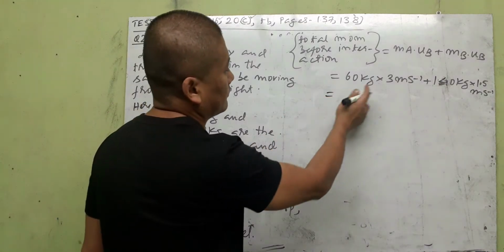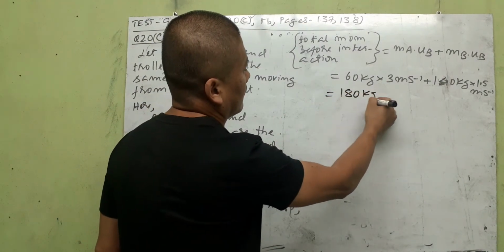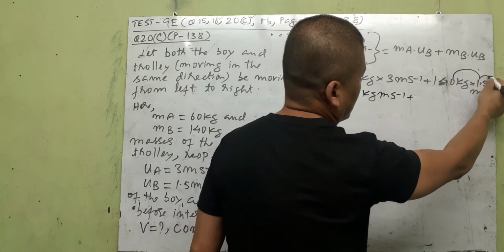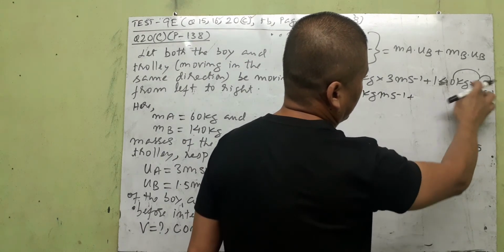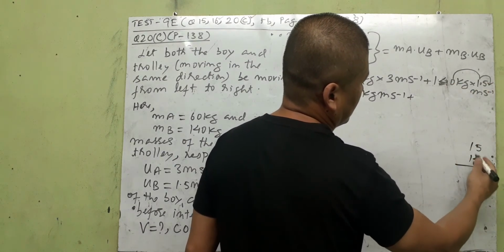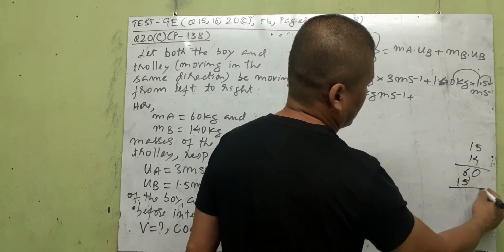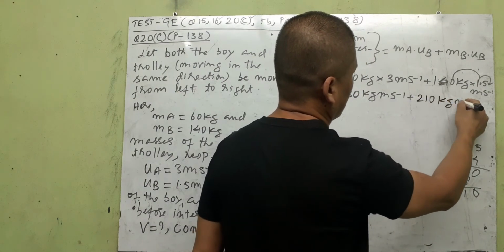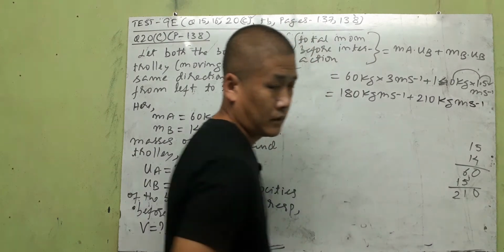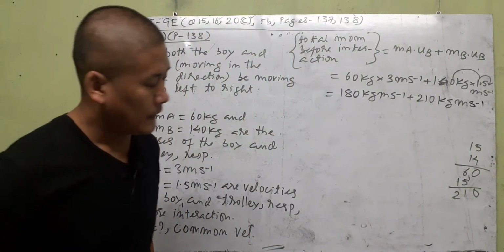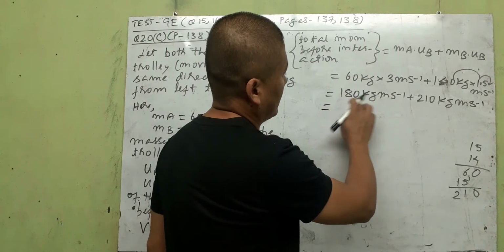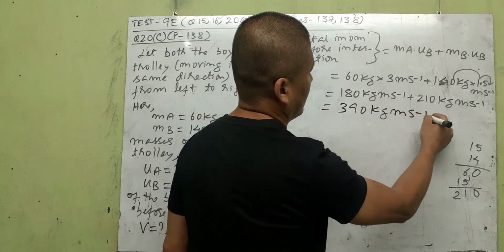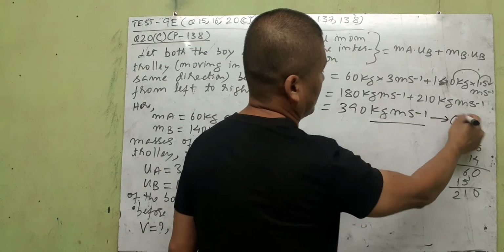So here 3 sixes are 18, so 180 kg meter per second, plus this. If you multiply here, 1.5 has one decimal place, so multiply by 140: 4 fives are 20, 0, carry 2, and so on, giving 210 kg meter per second. So we get that one. If you combine these, 180 and 210 make 390 kg meter per second, and the common unit is the same. This is the unit of momentum, so it's correct. This is equation 1.